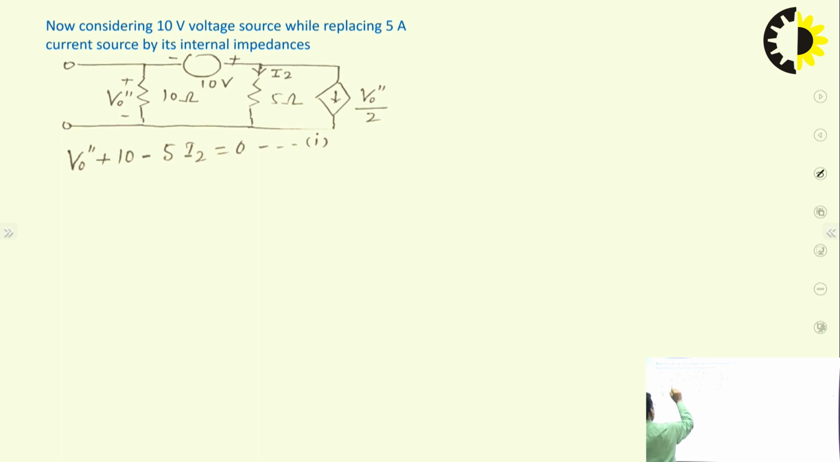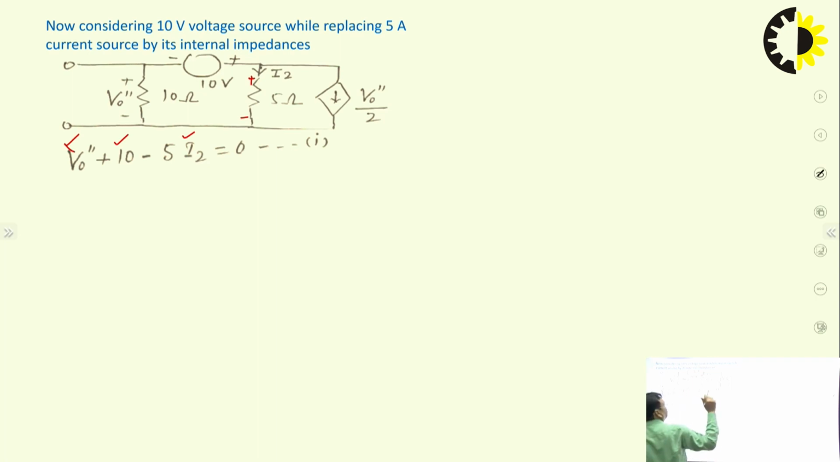Starting from here: -2 plus V0'', plus 10, minus 5I2. Here it will be plus, here will be minus, because current flows from higher potential to lower potential. So there are two unknowns, V0'' and I2, so again we have to look for another equation.